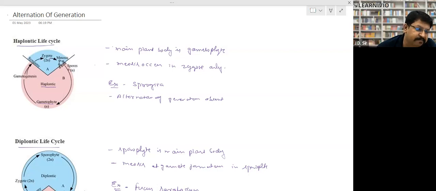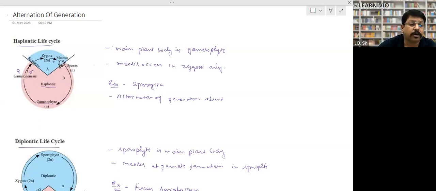So what will happen? Spore formation will take place. They will germinate. After germination, the gametophyte will produce two different gametes, male gamete and female gamete. Male and female gamete will fuse, and fusion of male and female gamete is known as syngamy, right? Both will fuse, forming the zygote. The only diploid cell in the life cycle will be the zygote.